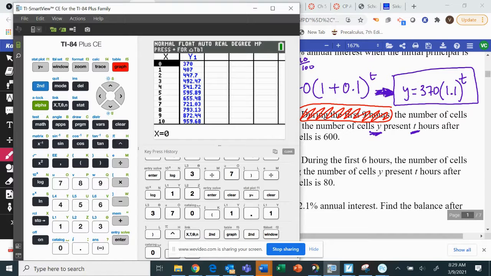Question? Second graph. Thank you for not waiting 10 minutes to ask.